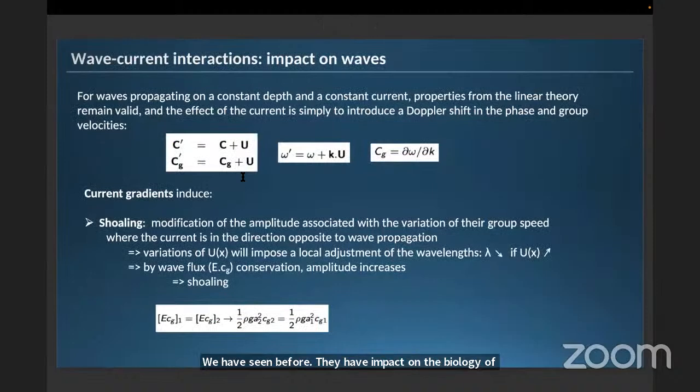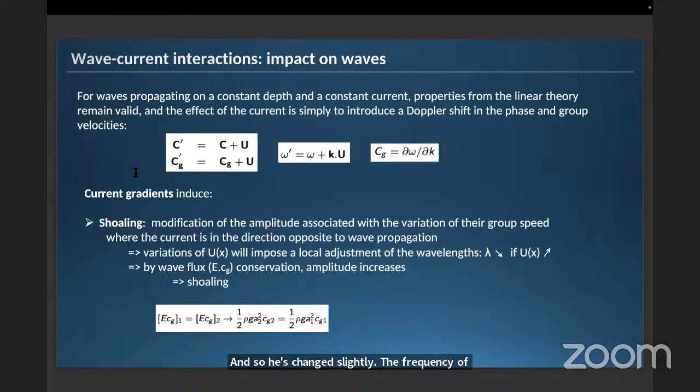So now let's go first to what is the impact on waves when they interact with the ocean. So we have seen all these equations of the propagation of waves in the linear theory. And we can see that when waves are on a current that is not uniform, they have a change in their phase and group velocities. So now the phase velocity is not just the velocity of the waves, but the velocity of the waves plus the current, and similar for the group velocity. And so this changes slightly the frequency of the waves.